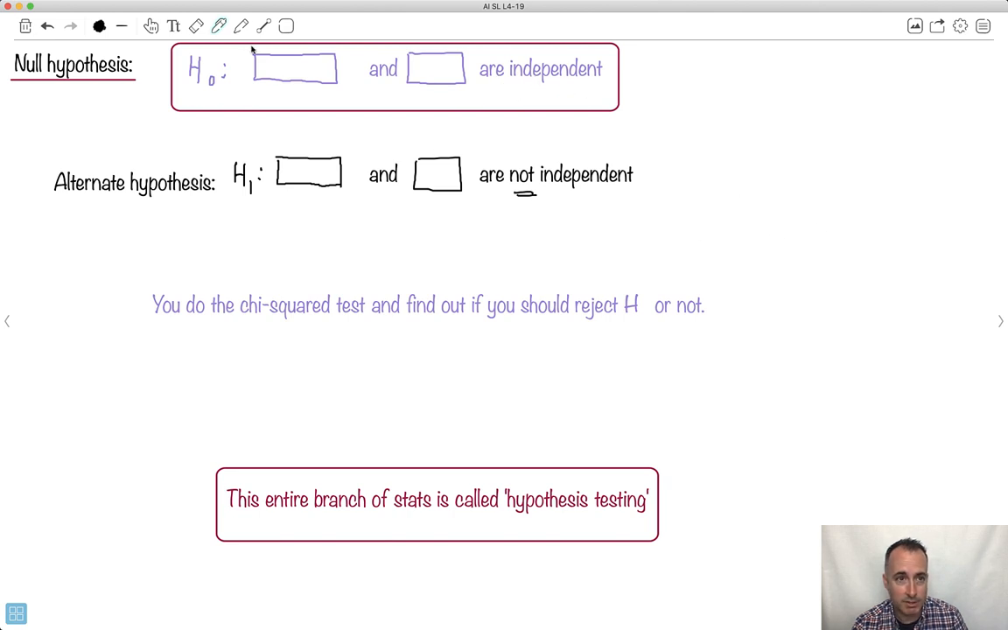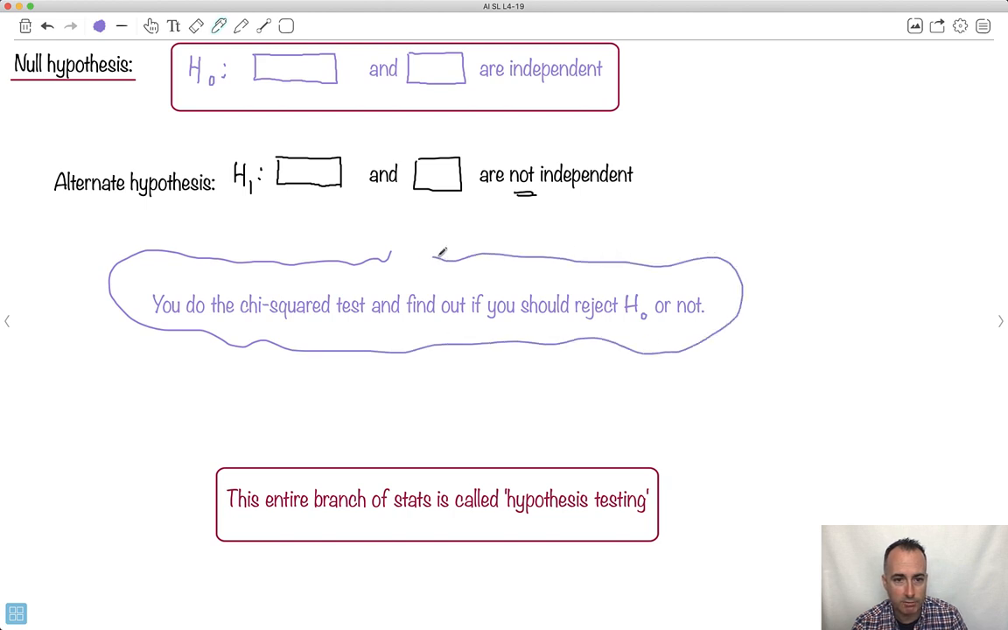So, by the way, I should have put H0, shouldn't I? H0. So this is going to be the idea here. We're going to do the chi-squared test, and we're going to figure out if we should reject H0 or not. There's going to be some different criteria we're going to use.